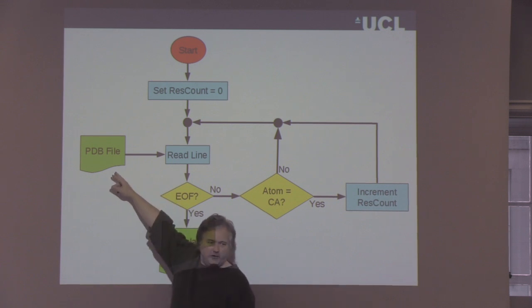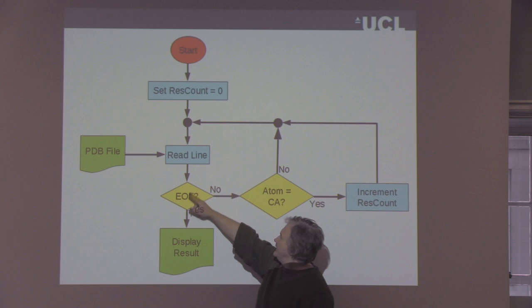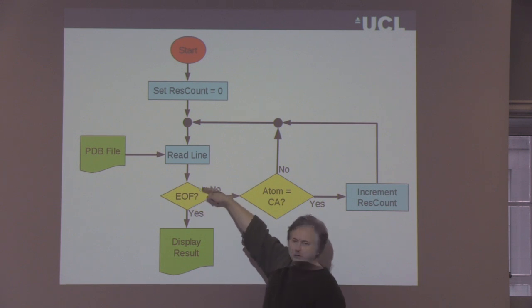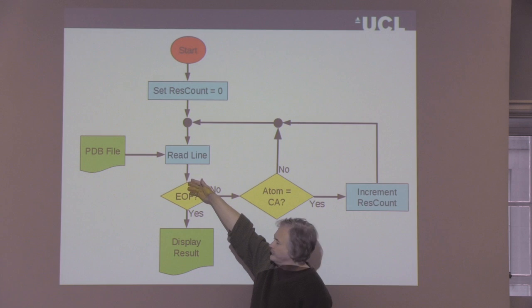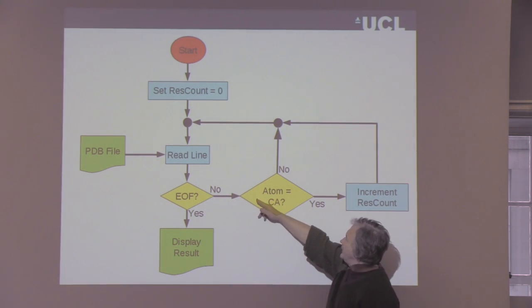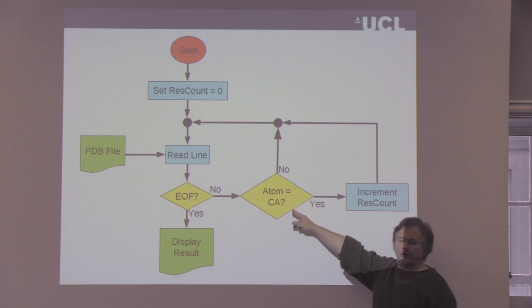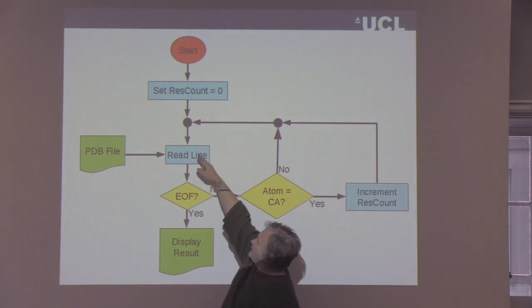Then we have our PDB file, and we want to read the first line from that file. We want to see if we were at the end of the file. In other words, we've run out of lines of data. Obviously, we won't be, to start with, so no. We see if the atom field was Ca. If it wasn't, we just go around here and we read another line.